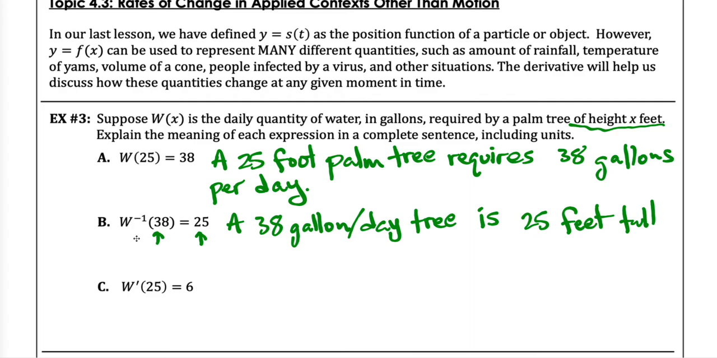Rosa, you get called on a lot too, I think. Yeah, letter C. So would that be like in 25 days? So in the derivative, the variable is still going to represent the exact same thing. So if the original W of X stood for the same item, 25 is going to represent a 25-foot tree. Okay?